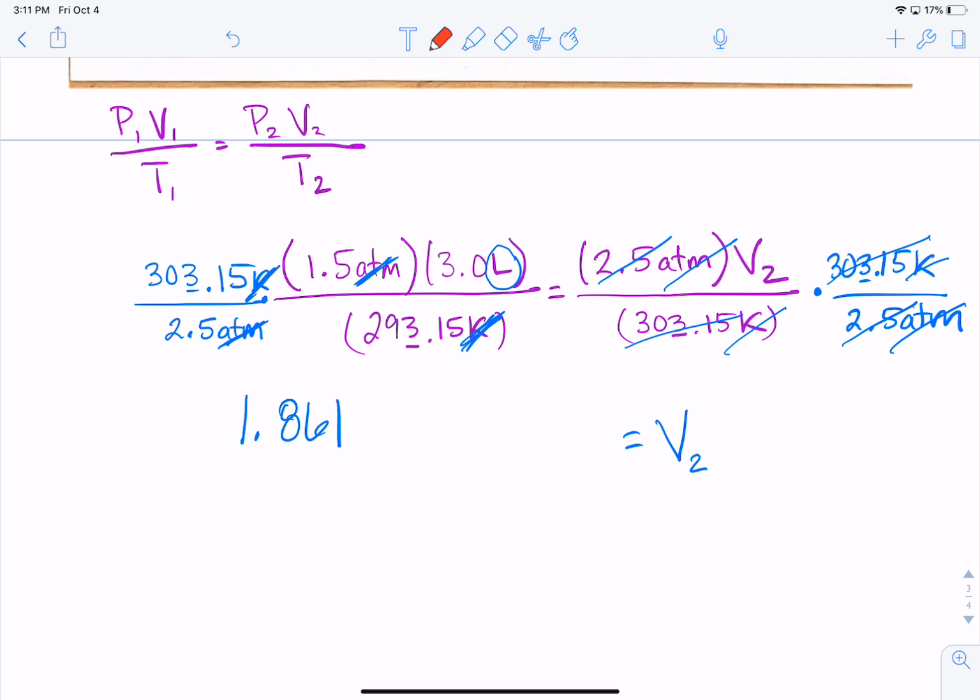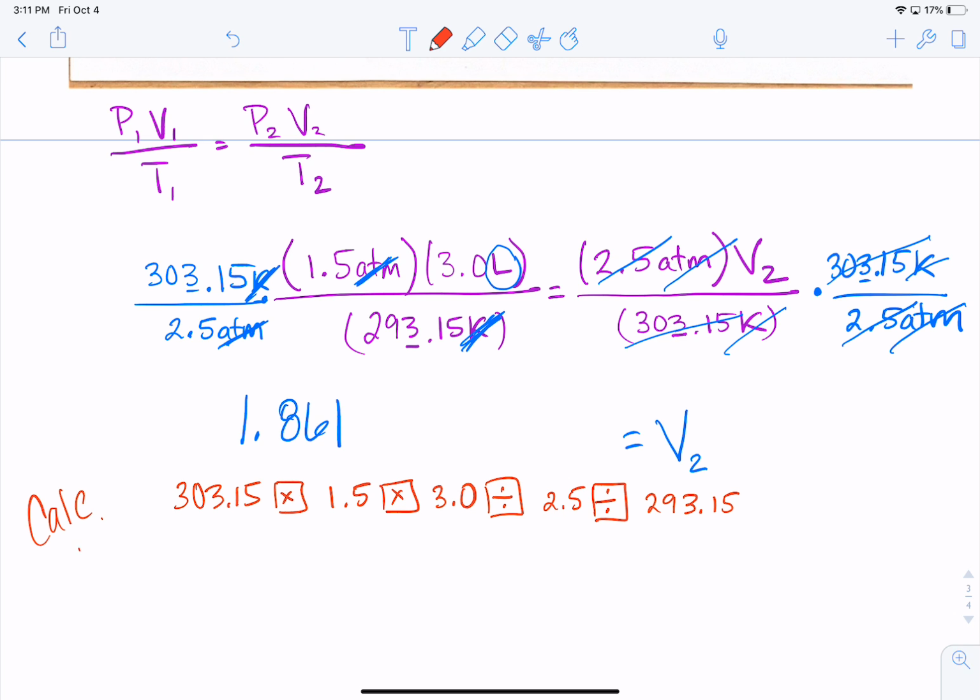So you take 303.15 and you hit the button multiply, right? I just want to show you the calculator function. Then you hit multiply, then you hit divide, and then you hit divide again. So this is the calculator function, the buttons you push.